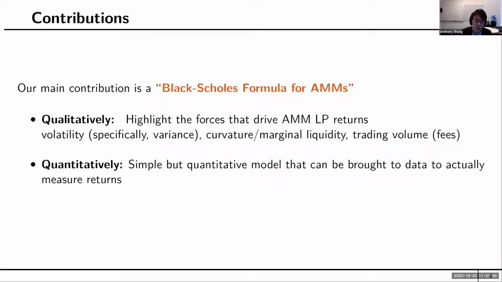So on the one hand, we want to qualitatively write down a model that says when your returns from providing liquidity to an AMM are going to be high versus low. We're going to link this to basically three things. Volatility, how much do prices move around?